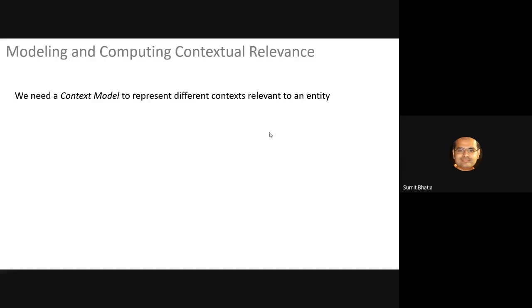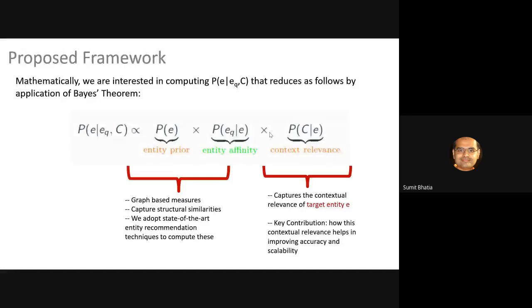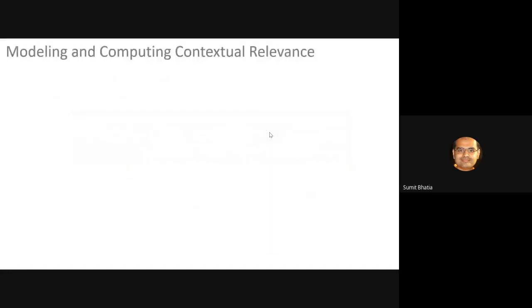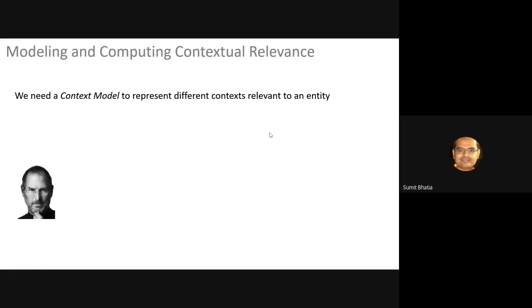In order to compute this component, P(C given E), what we need is what we call a context model. A context model essentially gives you a way to represent the different contexts which are relevant to an entity. So how do we do that? Let's first try to understand it intuitively. Let us consider Steve Jobs, the Wikipedia page for Steve Jobs.